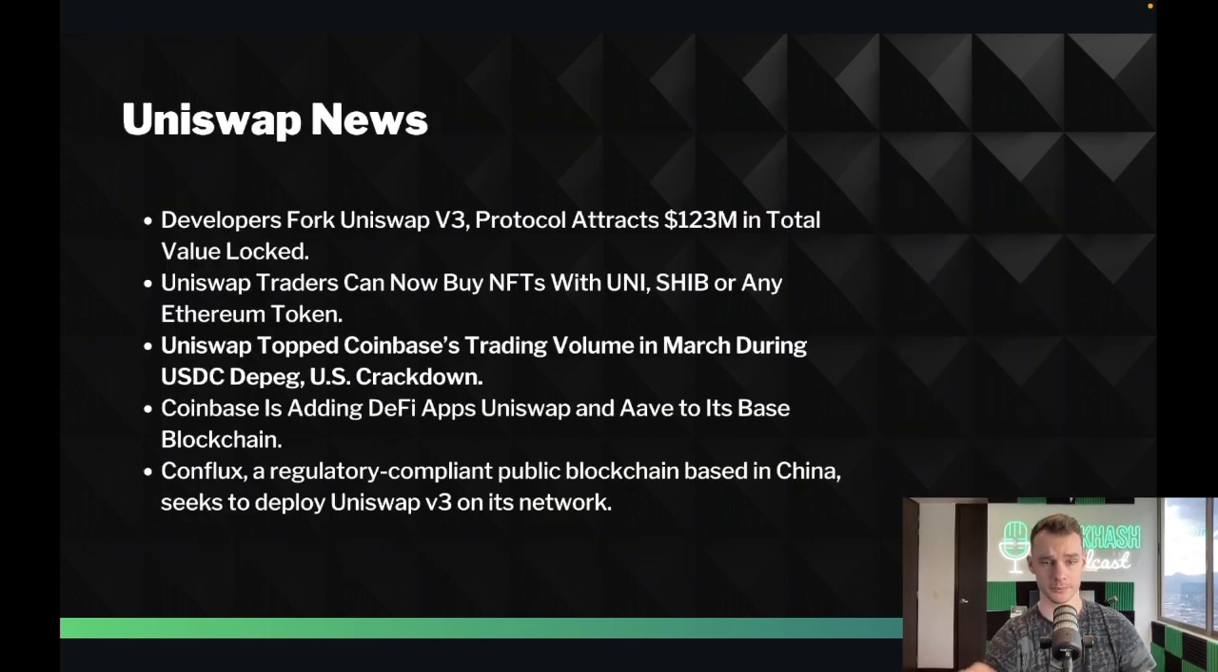Looking at the news, there's a lot of positive stuff going on. I'm actually very bullish on where Uniswap can go from here. So developers as of late have actually forked Uniswap v3, and the new protocol is attracting $123 million in total value locked, TVL, which is really good.